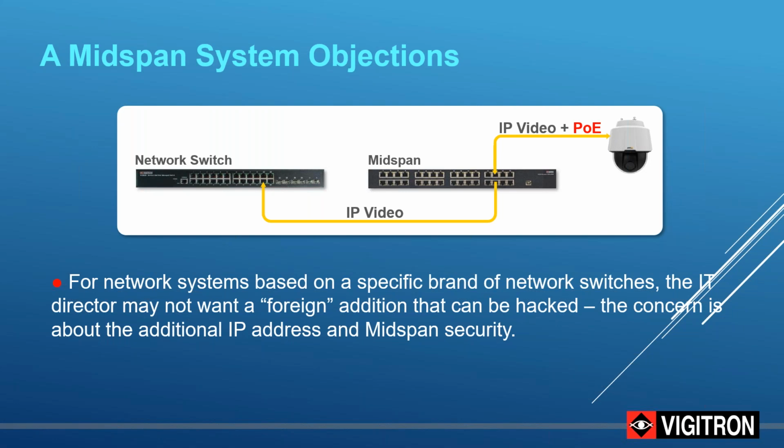So what we did within our midspans was something very unusual. In a sense, we removed the IP address and we made the setup and monitoring of the unit through external Windows-based software. Now, you don't need the software to operate it, but you can actually set up the midspan, install it within a system, and there's no way you can access it. And in this case, it meets the requirements of a lot of these IT directors, and they feel comfortable installing it in the system.